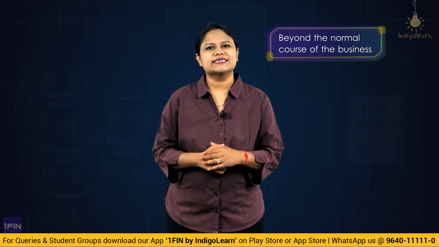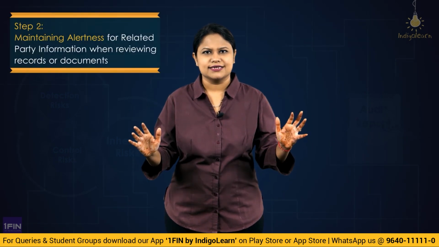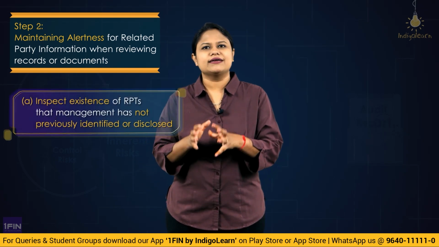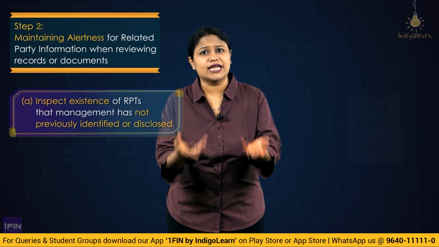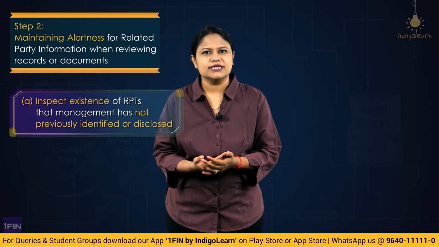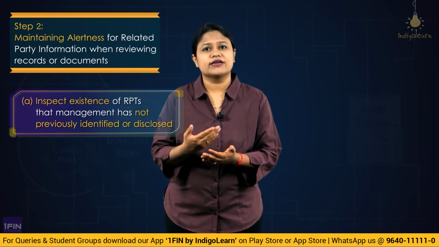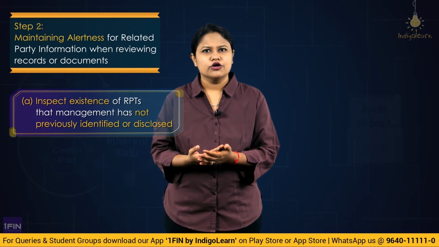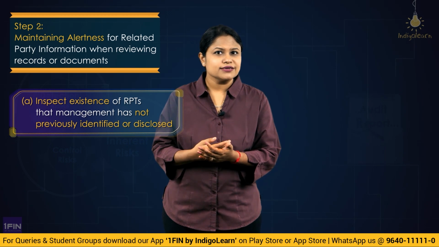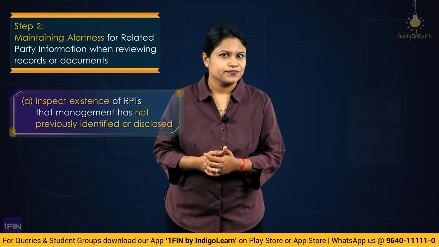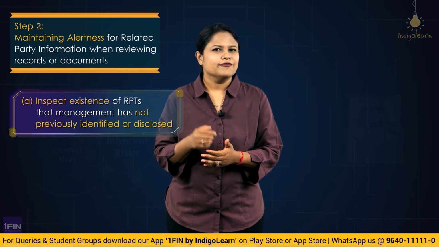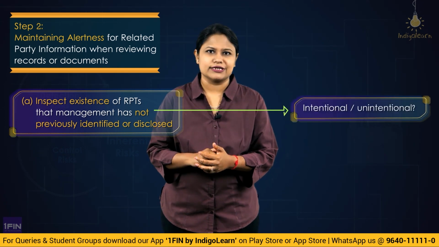Got it? So the next thing you do is maintain alertness during the course of your audit with respect to related parties. There could be a possibility that when you're checking a particular transaction, when you are doing the audit, you come across certain parties or relationships which management did not tell you. In that case, obviously, you will see what the party is all about, what the transactions are, what the nature of the relationship is, everything, and assess whether they really did not know about it or did they try to hide it from you. Got it? This is going to give you an idea whether it was intentional or unintentional.